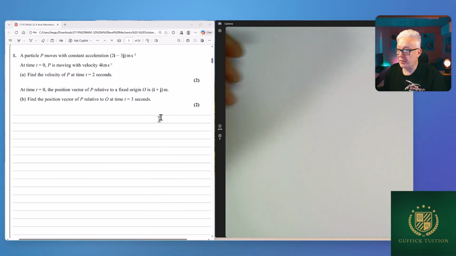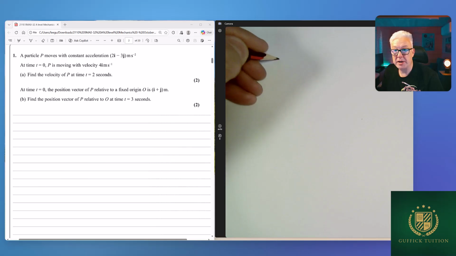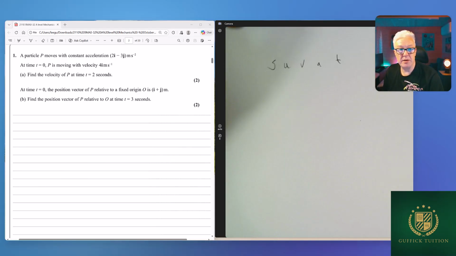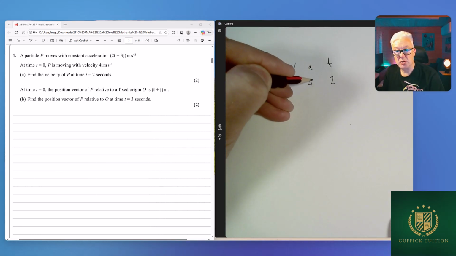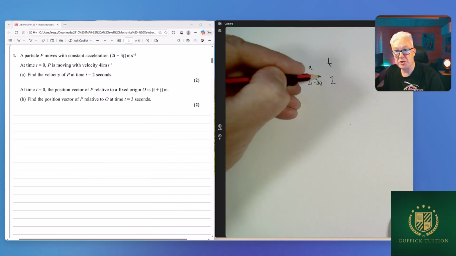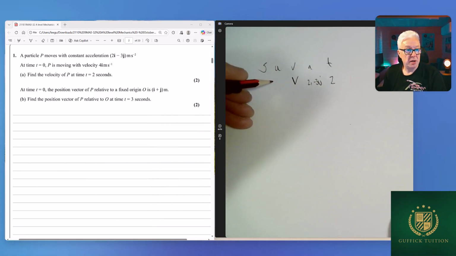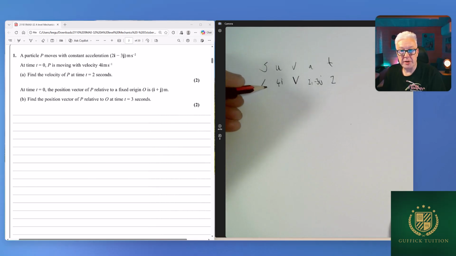So it's constant acceleration, so SUVAT is going to be the way forward. So let's write down S, U, V, A and T and see what we know. We know that t is 2. We know the acceleration is 2i minus 3j. Velocity, that's what we're trying to find. The particle moves with constant acceleration, and at time t equals 0 it has a velocity of 4i. There we go. We're not worried about the distance.